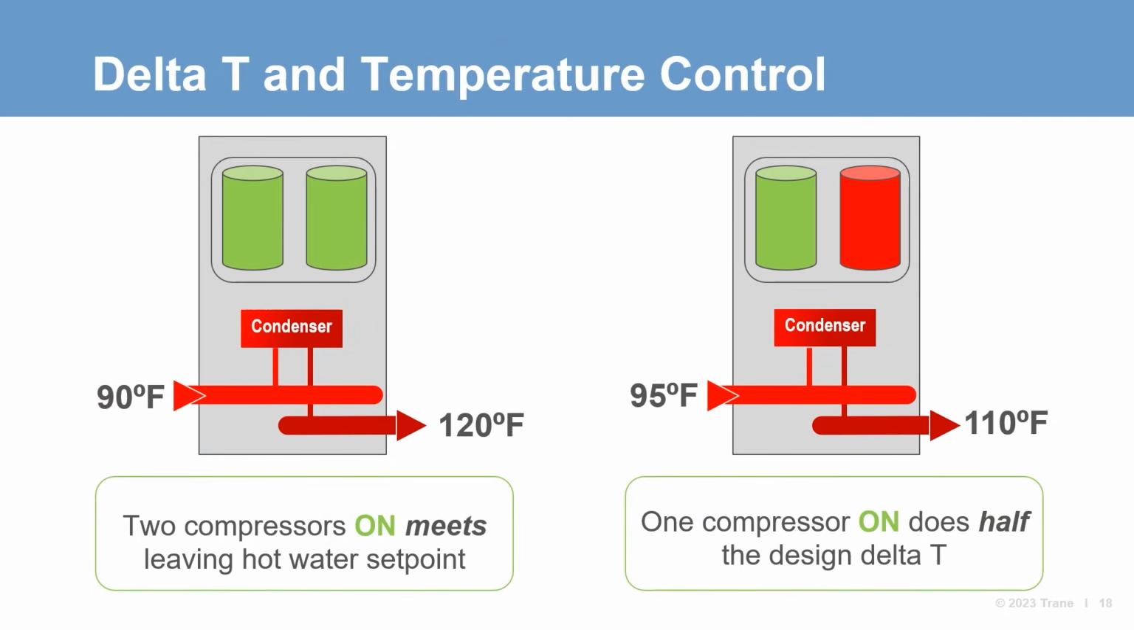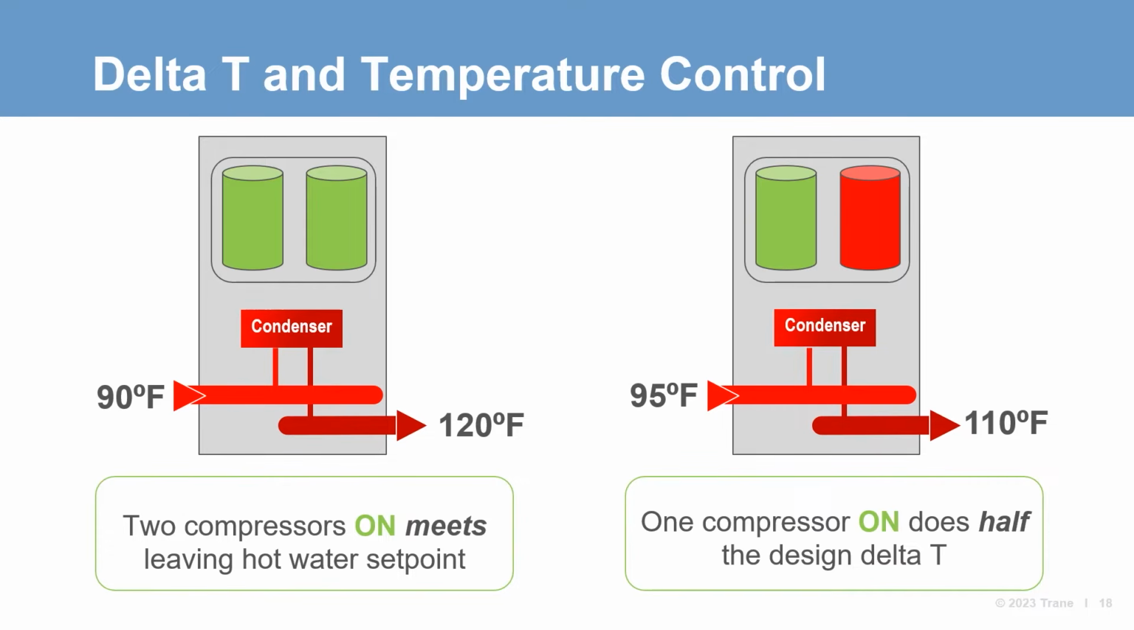A larger delta T is common for condenser when heating, so let's use a 30-degree delta T here. Each compressor still does half the delta T, so here each compressor does a 15-degree delta. It is important to note that the only time I am making the 120-degree set point is when we have 90 degrees entering and both compressors are on. All other points are achieved by cycling compressors on and off.